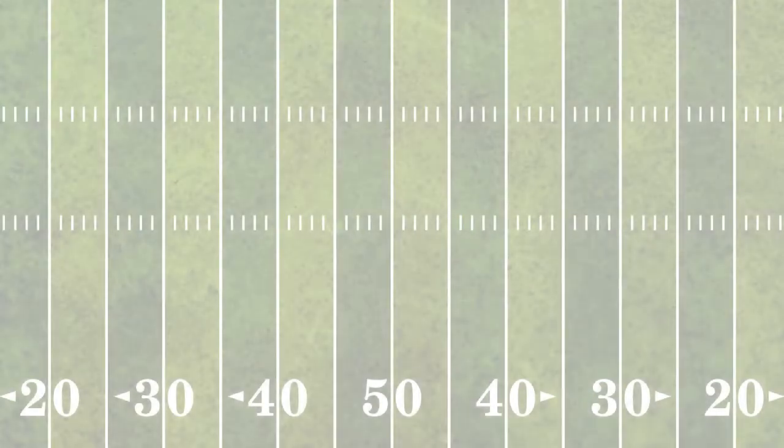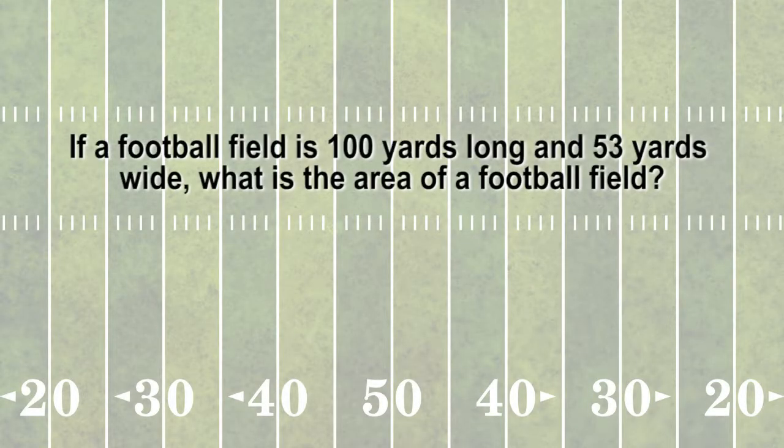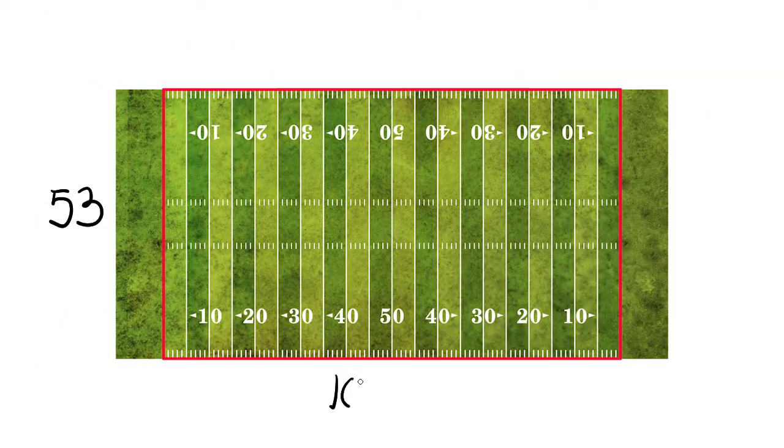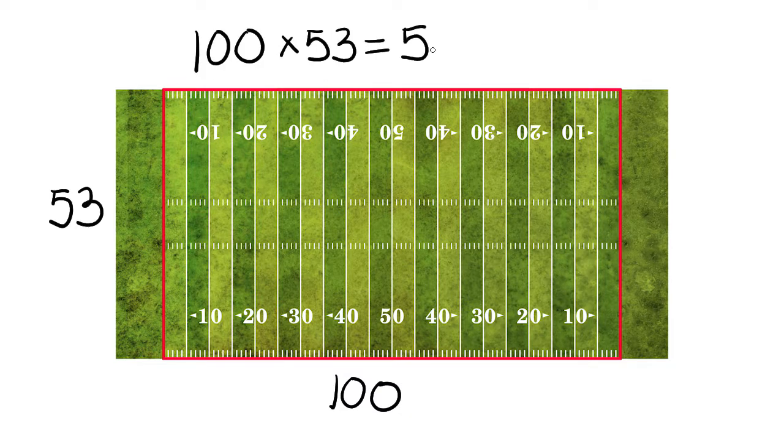Let's look at the following problem. If a football field is 100 yards long, excluding the two end zones, and 53 yards wide, what is the area of a football field? To find the area, multiply 53 by 100. 100 times 53 equals 5,300.